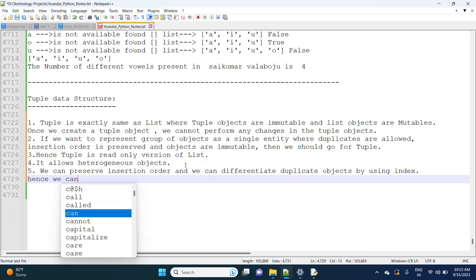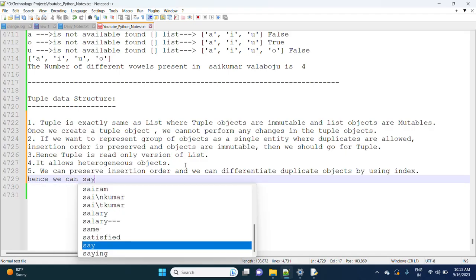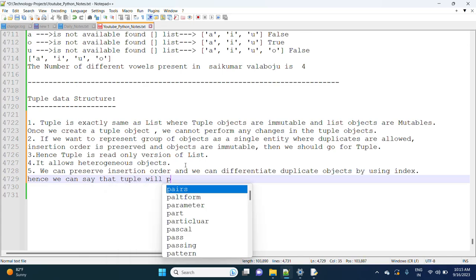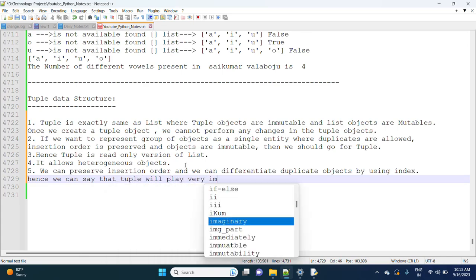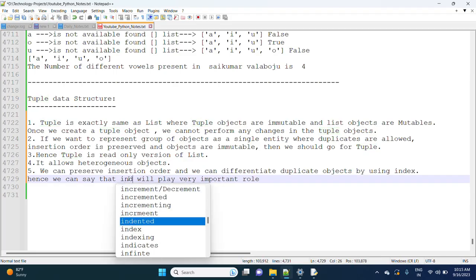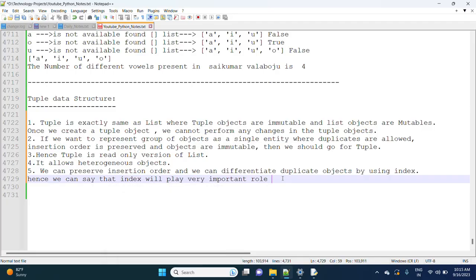Hence we can say that index will play a very important role in tuple also.